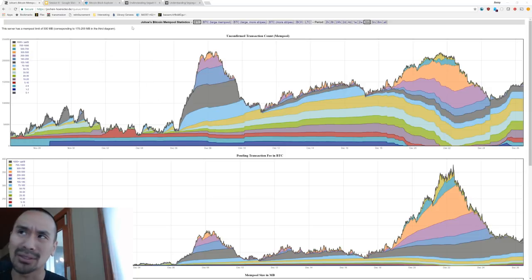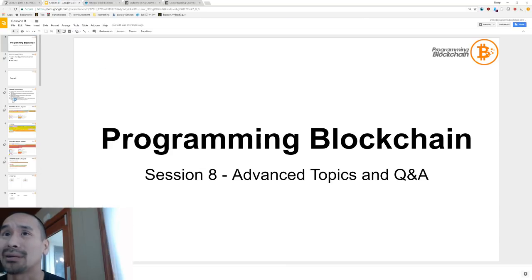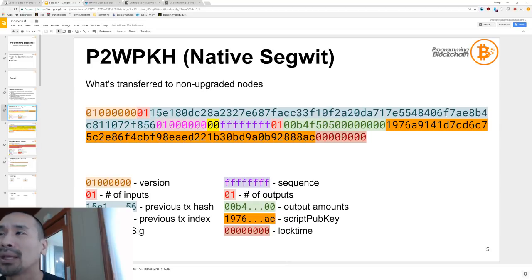Anyway, I wanted to talk about how SegWit can help relieve this, so let's talk about that a little bit. This is from my Programming Blockchain course, and here is a native SegWit transaction. This is spending from what you would call a Bech32 address, which isn't very common right now, but this is native SegWit. This is what a native SegWit transaction without any of the witness data looks like.